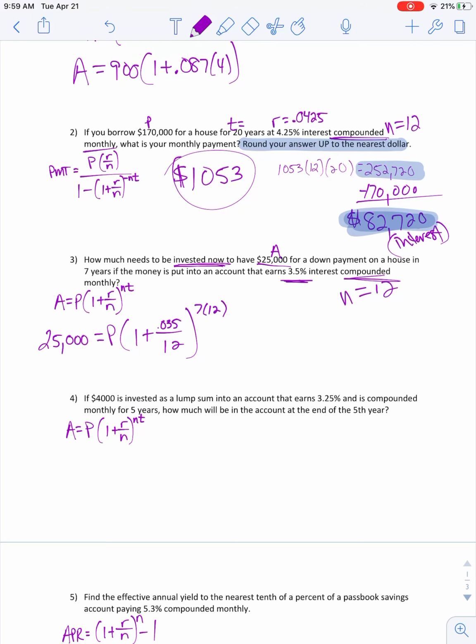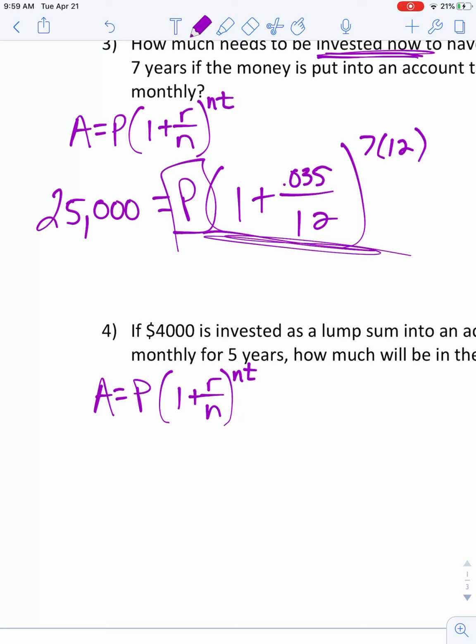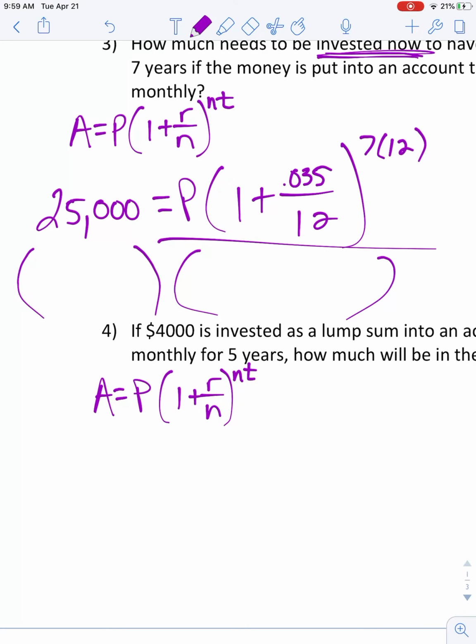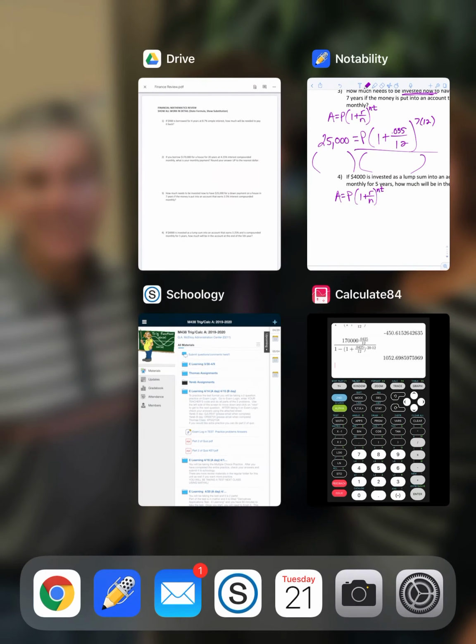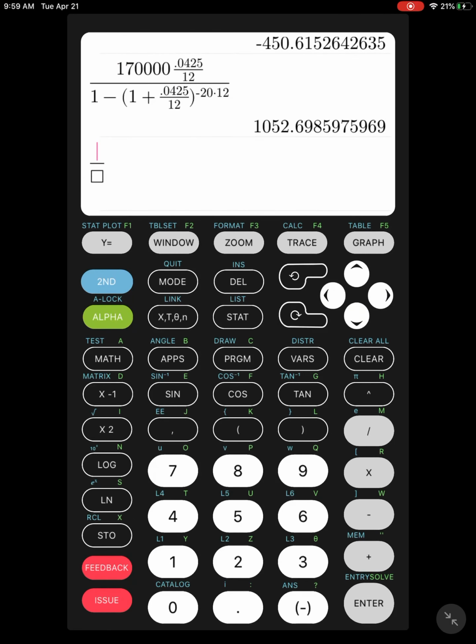Okay, now, when I do this, I go to the calculator. What am I going to do? To solve for P, I'm going to have to divide by all of this. So what I would do in the calculator is I'm going to divide this whole thing by that. So I would go, and this is how I would do it. Again, I'm going to do the fraction button, and I'm going to take the 25,000, and I'm going to divide by all of that. So I'm going to divide by, oops, I got to put parentheses.